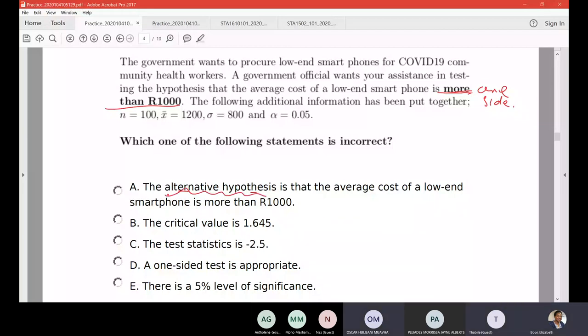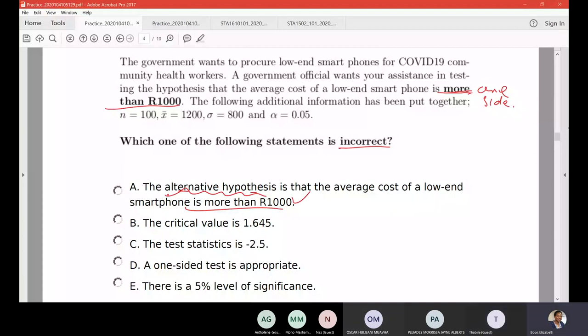Since this is a one-sided test, that statement will go into the alternative hypothesis. So the same statement you see there should state the same thing in your alternative. And we're looking for the incorrect answer, so that one will be correct.